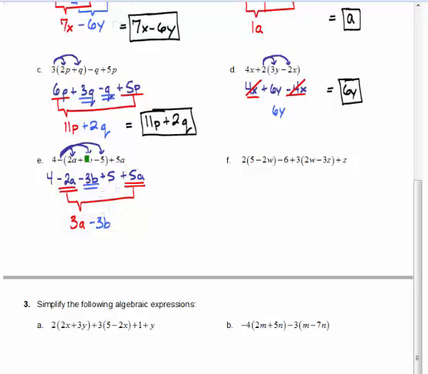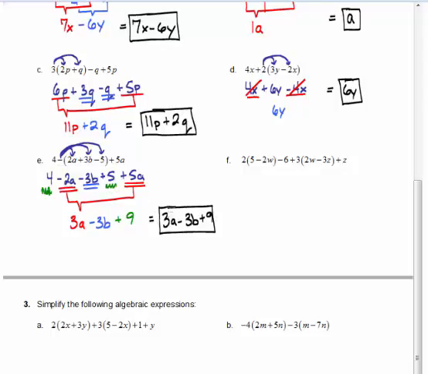And then finally we have some constants. So we have a positive 4 and a positive 5. So if I just add those together at the end, 4 plus 5 is just plus 9. So the final answer on this one, after collecting like terms and expanding the parentheses, would simply be 3a minus 3b plus 9.